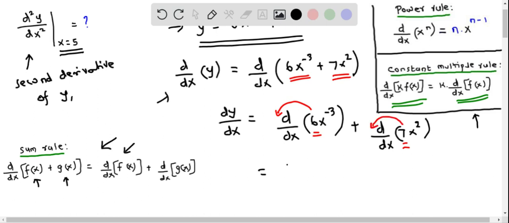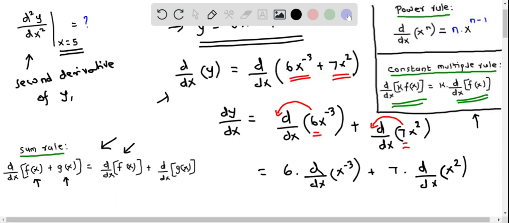So therefore this becomes 6 times d by dx of x power minus 3. So I write down like this, plus 7 times d by dx of x squared. So it's basically we have to find the derivative of x power minus 3 in the first term and x squared in the second term.